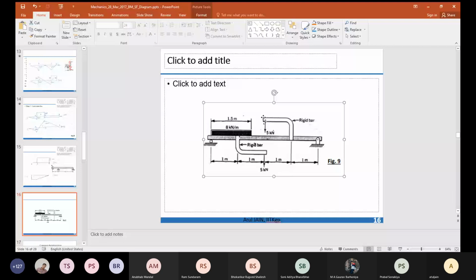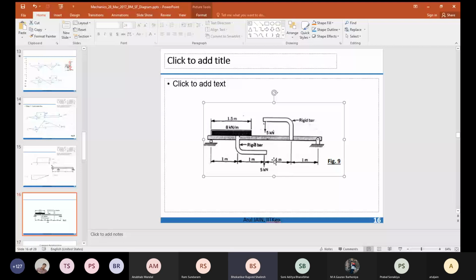We are applying the load on the rigid bar, which in turn is getting transferred to the beam. So how will we solve problems like this? This 5 kilonewton will be replaced by a 5 kilonewton point load here, and a bending moment of 5 into 1, so 5 kilonewton meter. Are both the questions clear? What is a rigid bar? And how do we deal with this problem? Is it clear?